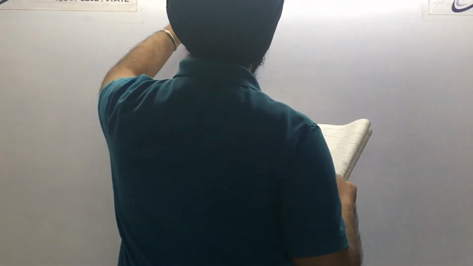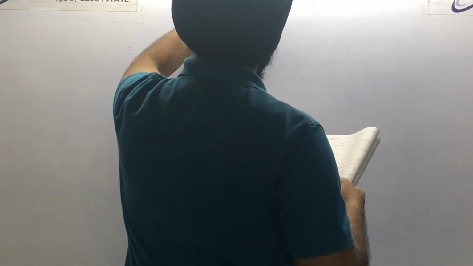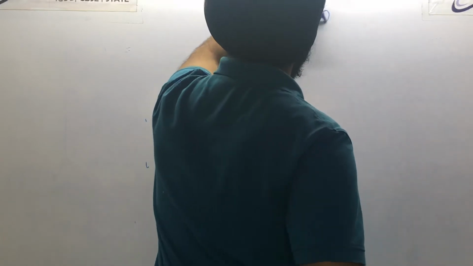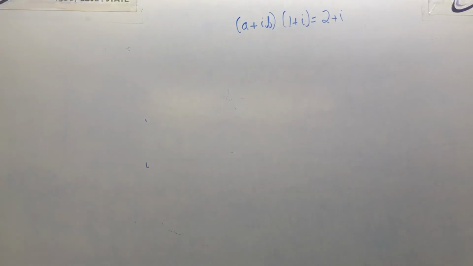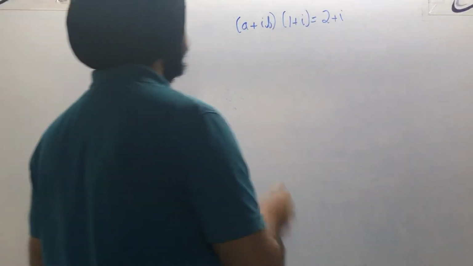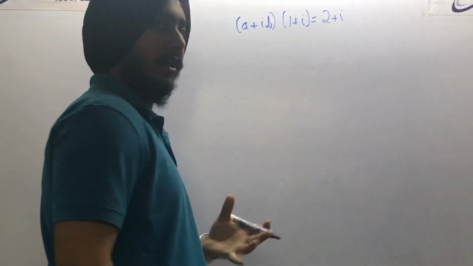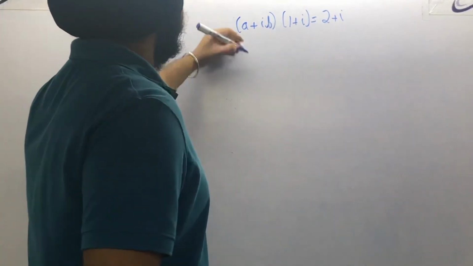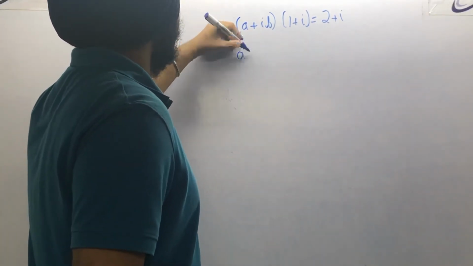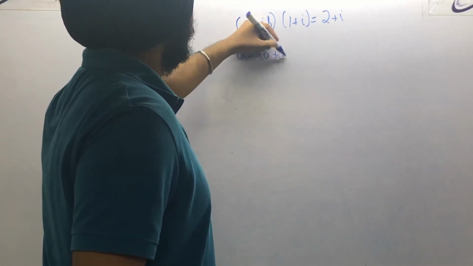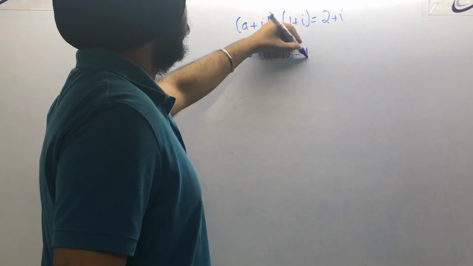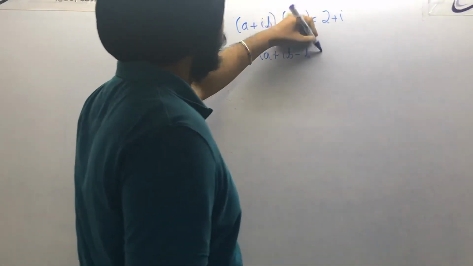Okay, let's do one more. A plus iota b into 1 plus iota is equal to 2 plus iota. Just find the value of a and b. So again, to convert it into the general form a plus iota b or x plus iota y, just multiply this. So a plus iota a plus iota b minus b is equal to 2 plus iota.